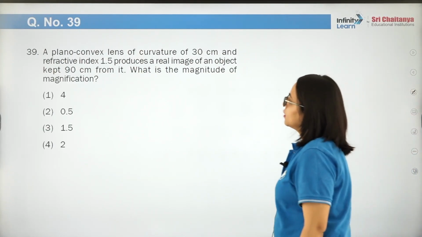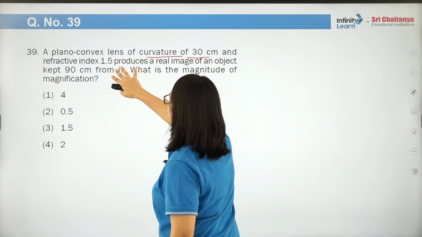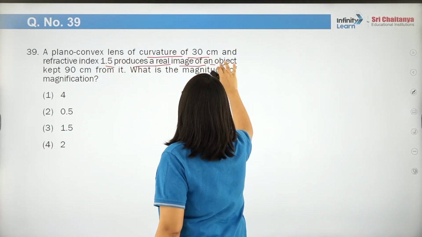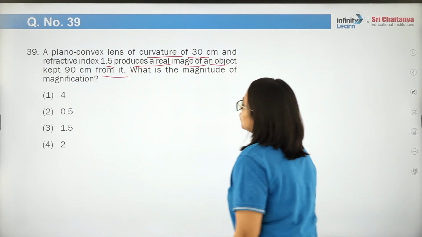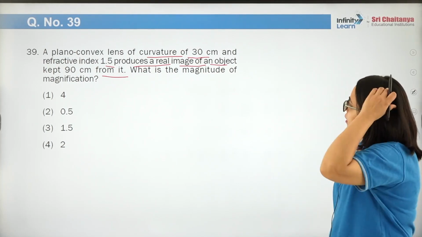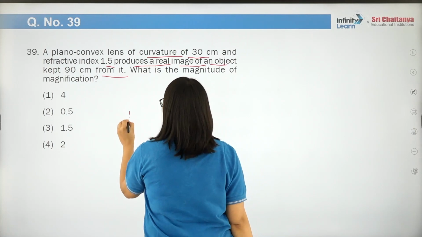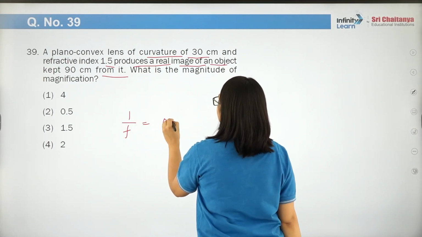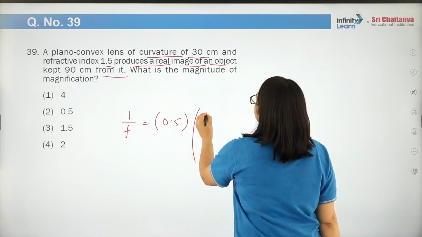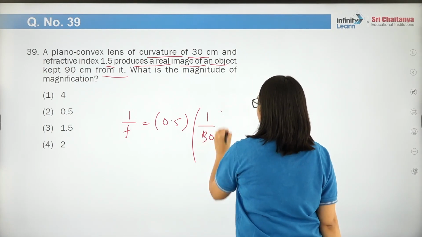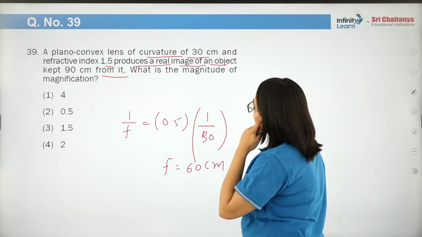Question number 39. A plano-convex lens of radius of curvature 30 centimeter and given refractive index produces a real image of an object kept 90 centimeter from it. What is the magnitude of the magnification? We have a plano-convex lens. So its focal length will be 1 upon f is mu minus 1, which is 0.5, into 1 upon r, which is 1 upon 30. So f will be 60 centimeter.